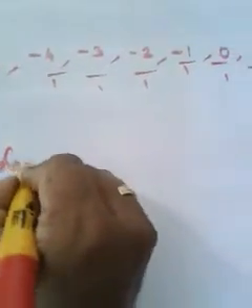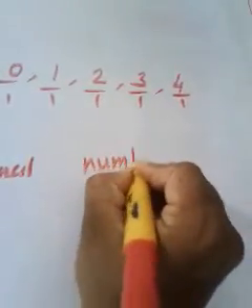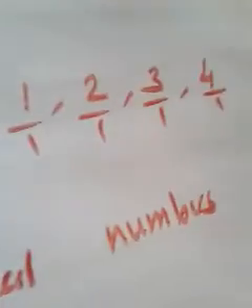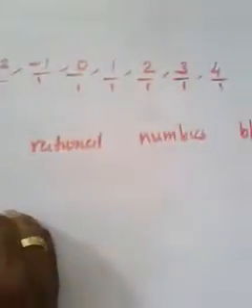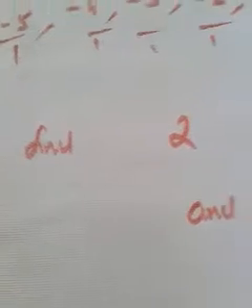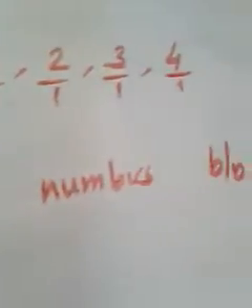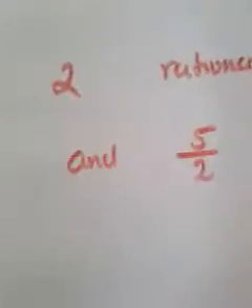You may have understood. Okay. Suppose the question is: find two rational numbers between 1 by 2 and 5 by 2. Listen carefully, this is a very important session. The question is: find two rational numbers between 1 by 2 and 5 by 2.